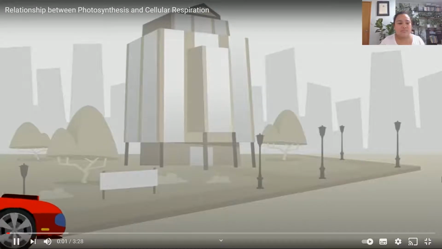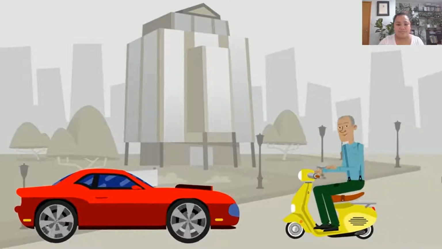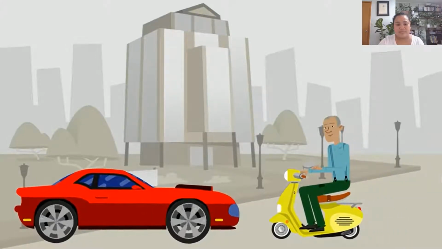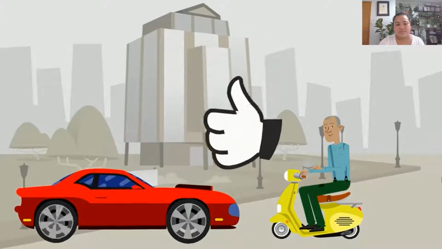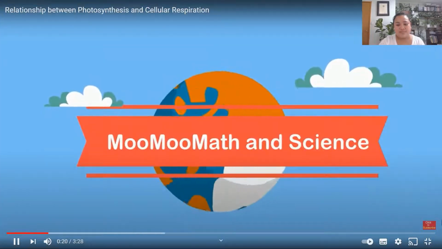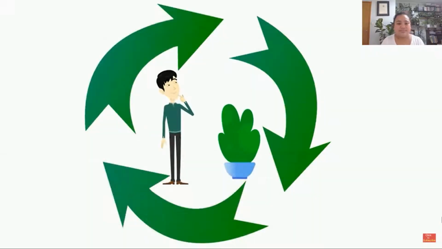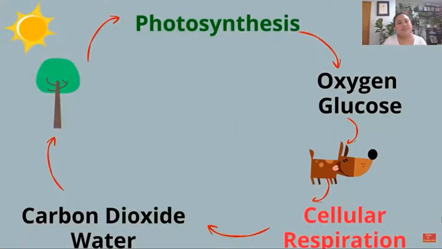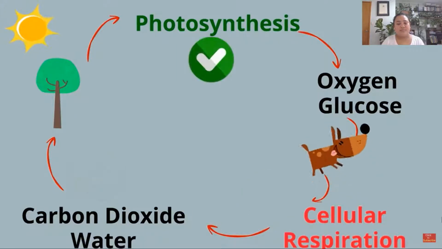Wouldn't it be nice if the exhaust of your car could be used as fuel for your motorcycle, and the exhaust of your motorcycle could be used for fuel for your car? You would have a nice cycle in which both the car and the motorcycle benefited. Welcome to Moo Moo Math Science and the relationship between photosynthesis and cellular respiration. Photosynthesis and cellular respiration have a similar relationship. The waste product of photosynthesis is used in cellular respiration, and the waste product of cellular respiration is used for fuel in photosynthesis. In order to stay alive, we need to eat.